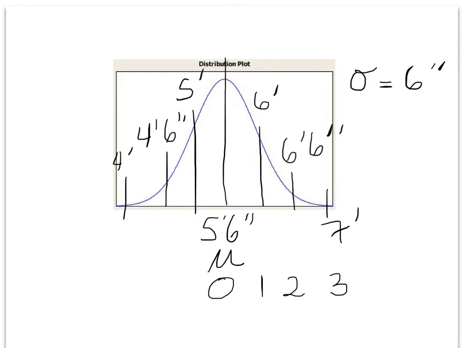It also works in reverse. On the left-hand side, it's going to be standard deviations that are smaller than the mean. So I'm going to represent those with negative numbers. So -1, -2, and -3.